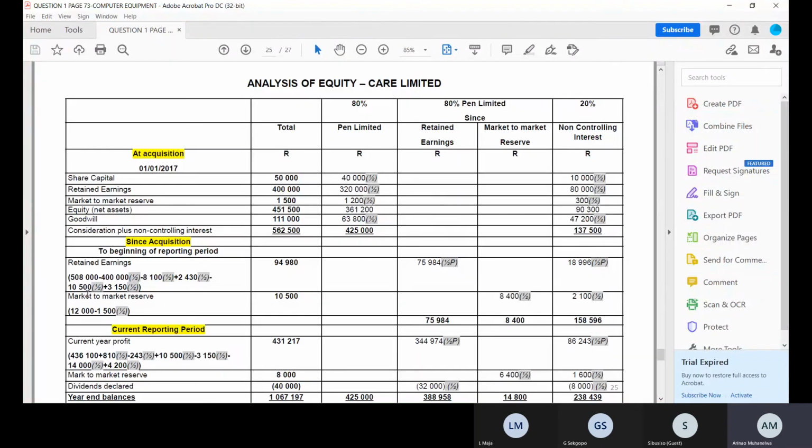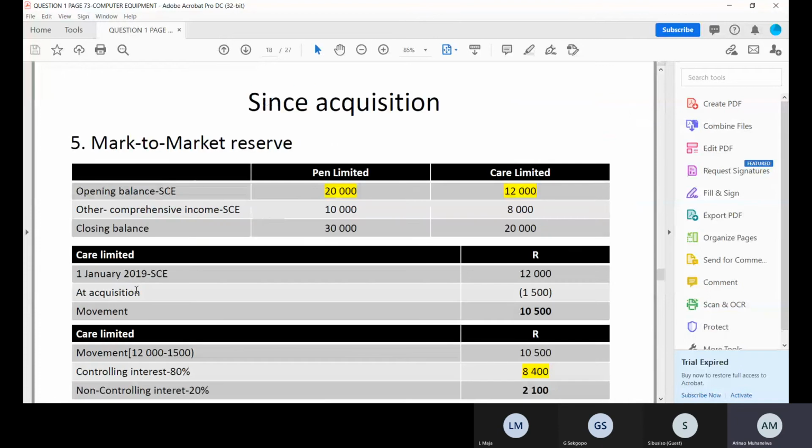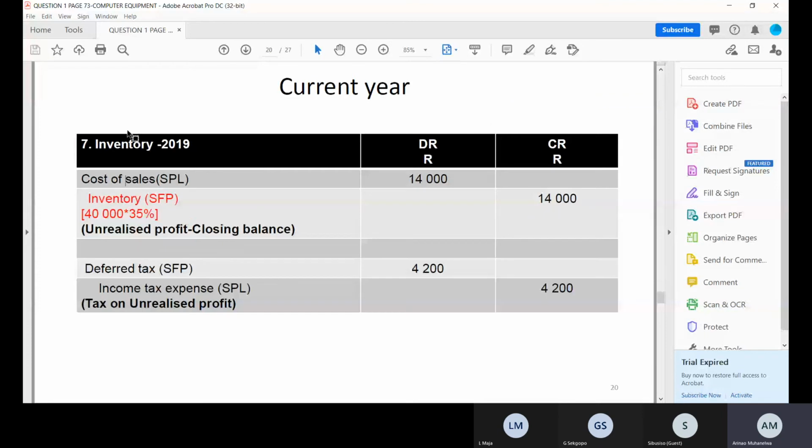Don't worry about my calculations, as long as I can explain it and it makes sense. Current year inventory 2019. Here we talk about cost of sales now because it's the current year. We're no longer talking about retained earnings. Cost of sales debit, credit inventory, 40,000, which is the closing amount, multiplied by 35%, gives us 14,000, and then we do the tax on it. Then we'll have deferred tax of 4,200 and income tax of 4,200.